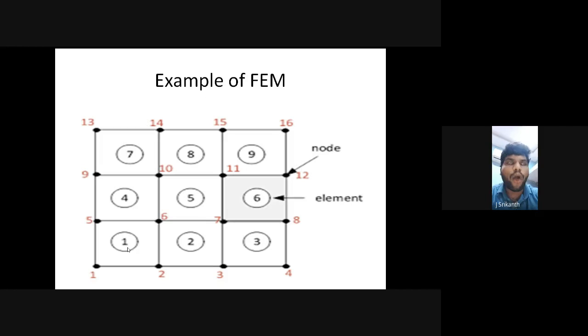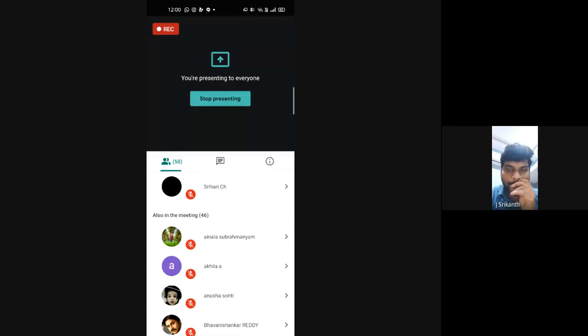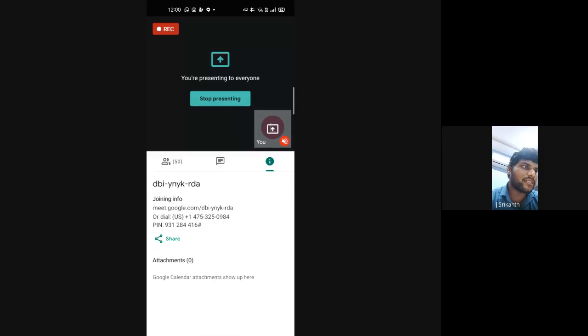That means what type of things we find out after the load is applied. Lokendra Kumar, don't share any type of presentation. Lokendra Kumar.